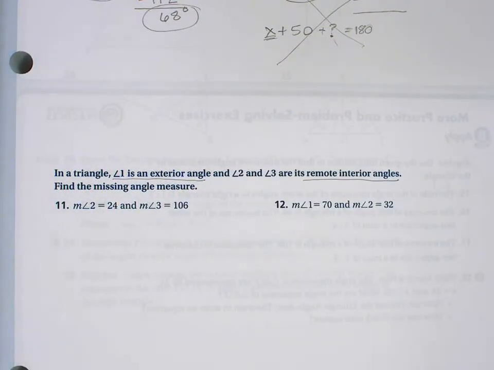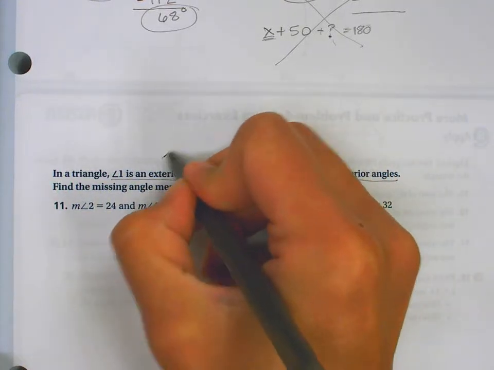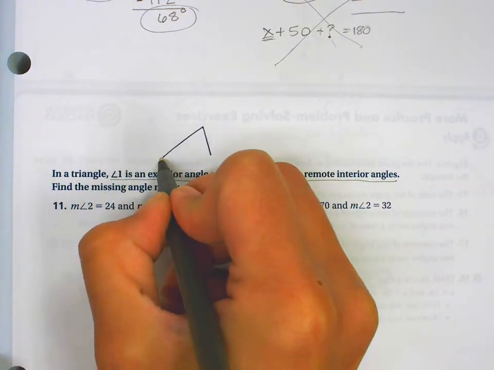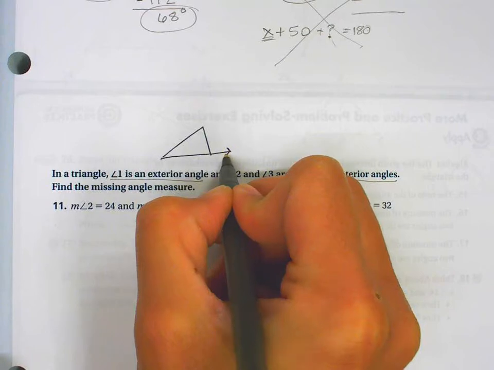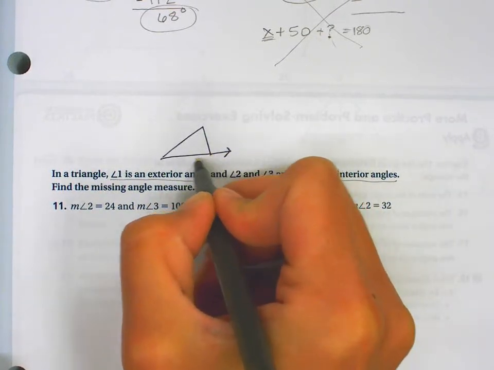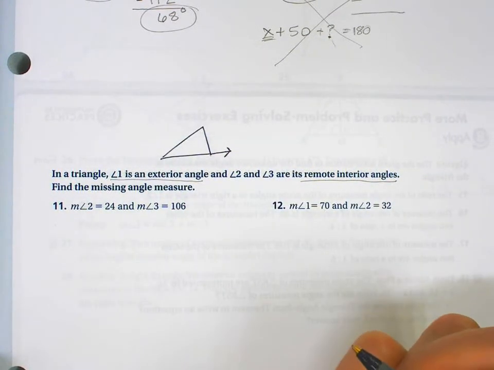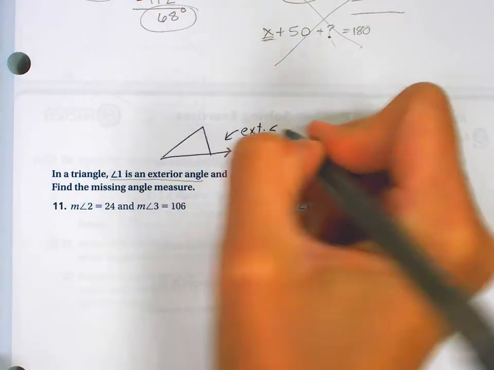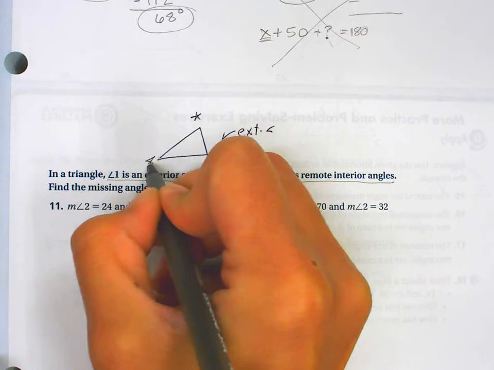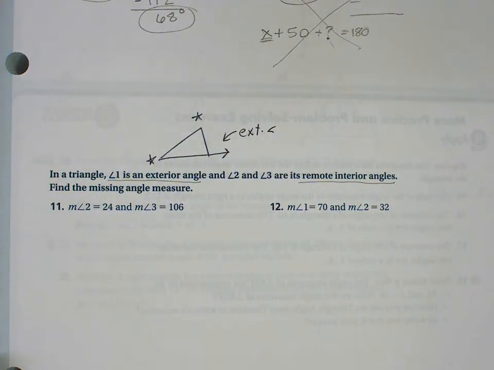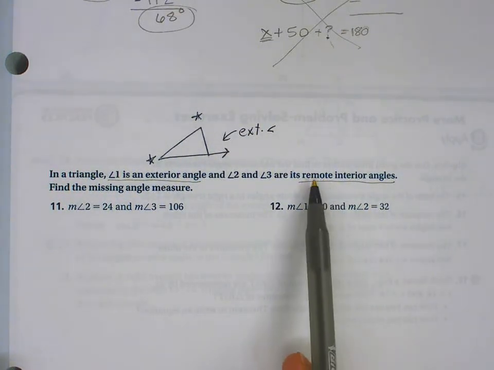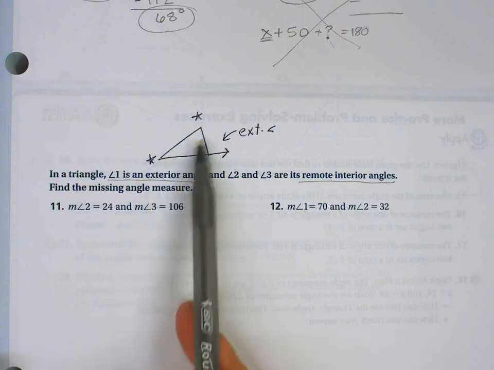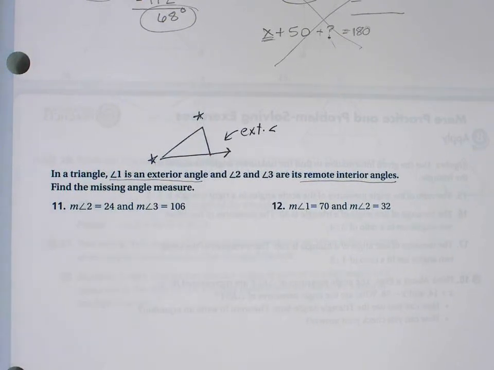So I'm going to try to just draw one real quick. The way I do this is I draw a triangle and then I just extend one side past the triangle, a little bit longer. So this is your exterior angle. And then this one and this one, those are the remote interior angles. Remote, just think of it as farther away. It's a remote angle, far away.